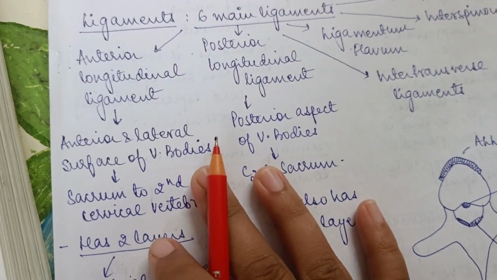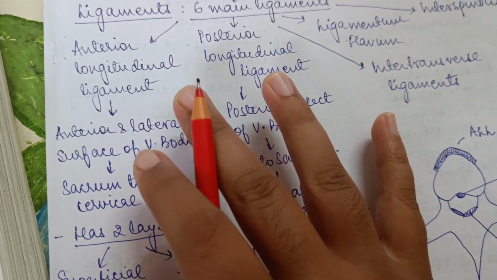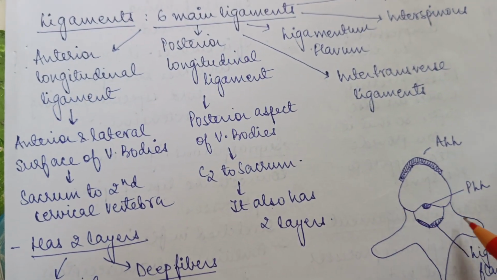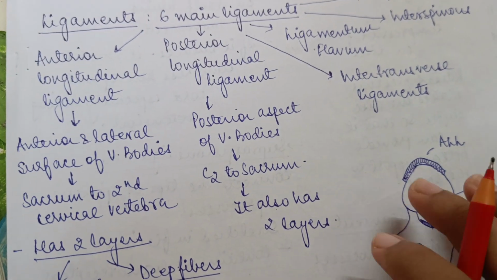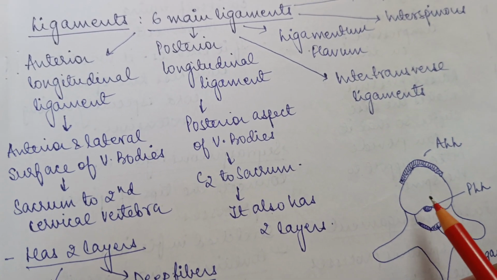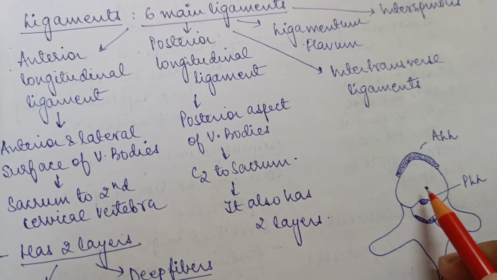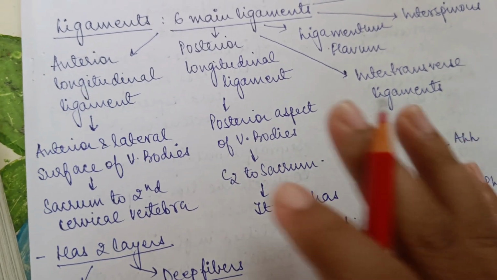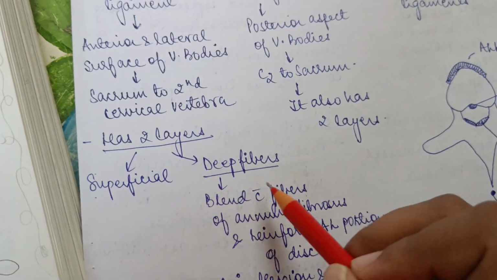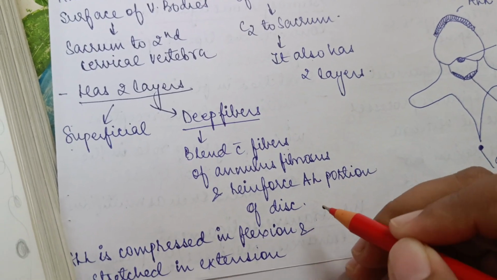Every ligament might have 2 layers, which are superficial fibers and deep fibers. Now why is that required? Because the ligaments have to hold these structures together. The ligaments need to be strong enough so that whenever your vertebral load increases, they do not buckle on themselves and do not damage the vertebral bodies and ultimately the vertebral column. So the superficial and deep fibers blend with the fibers of the annulus fibrosus and reinforce the anterolateral portion of the disc.